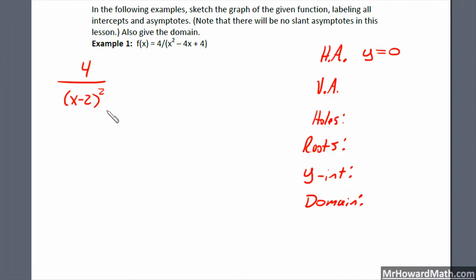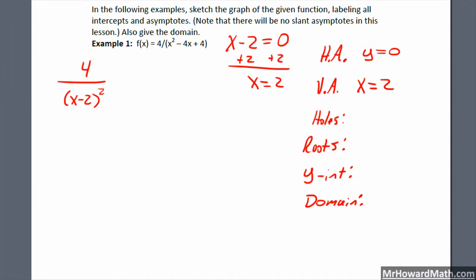So this x minus 2, even though it's x minus 2 times x minus 2, it happens twice. It still only gives us one vertical asymptote. So we would add 2 to both sides. We get x equals positive 2. So we have a vertical asymptote at x equals 2.